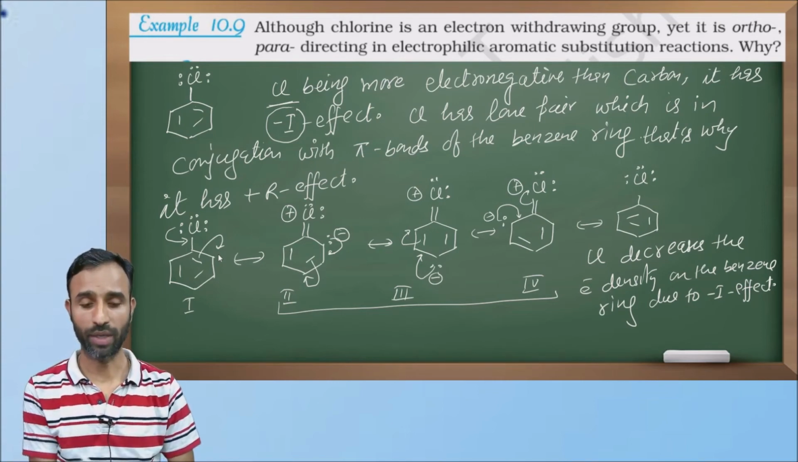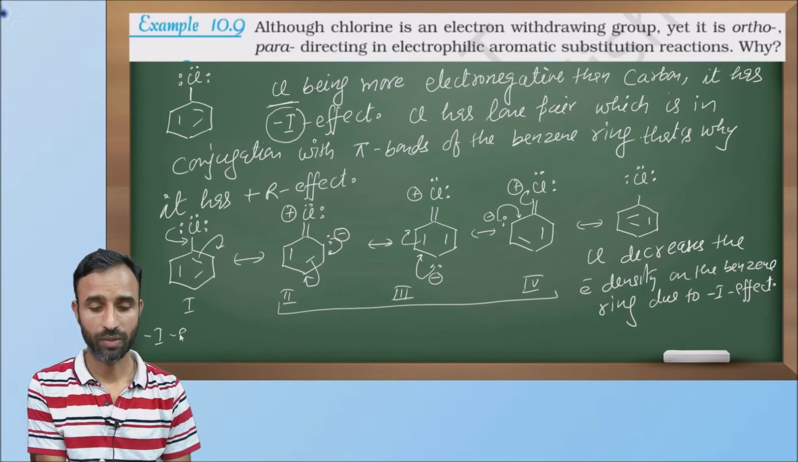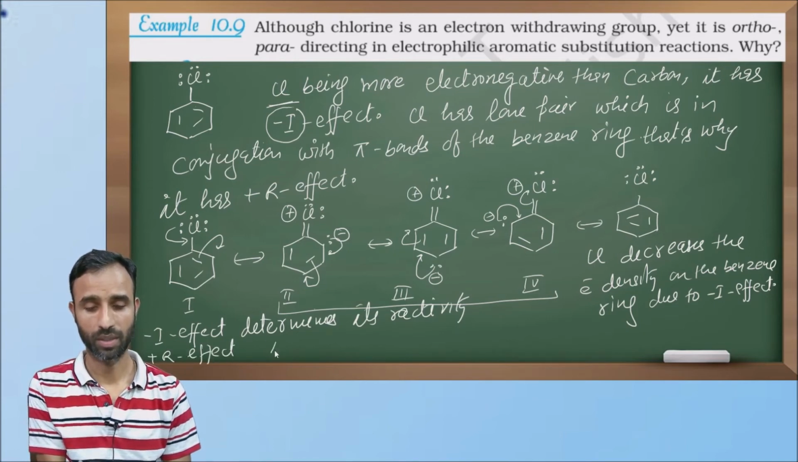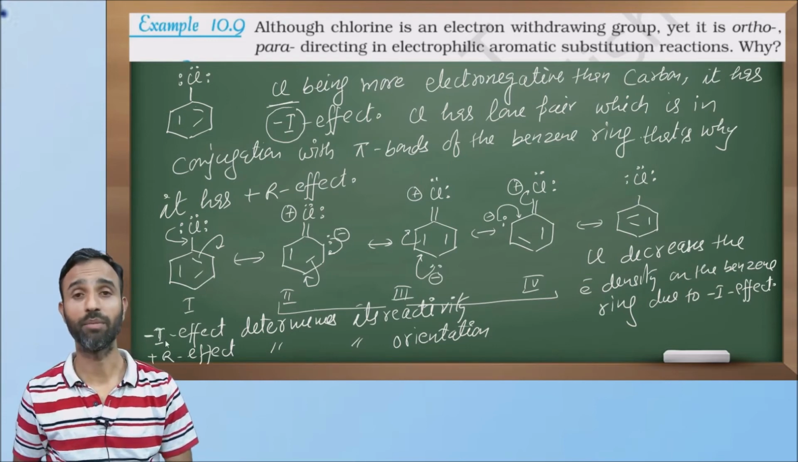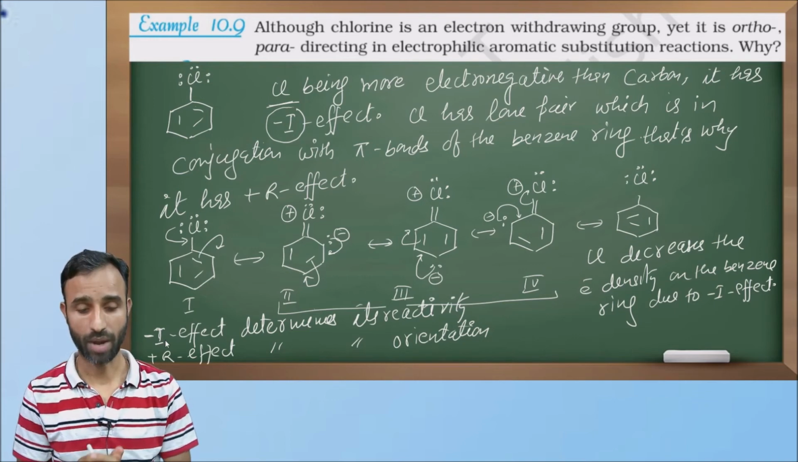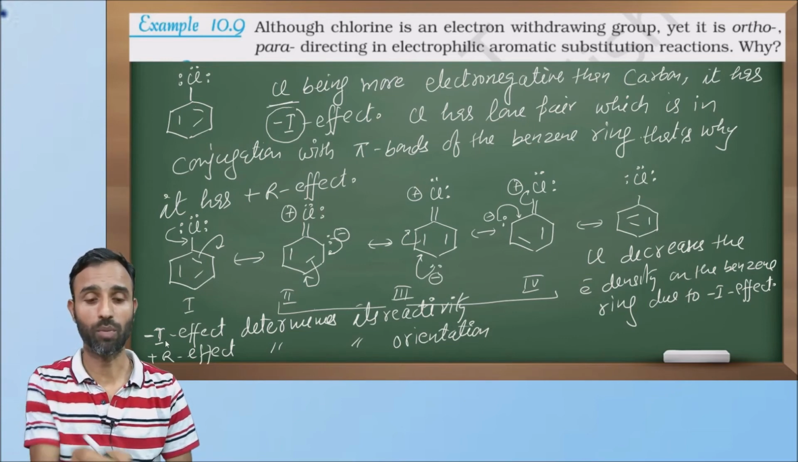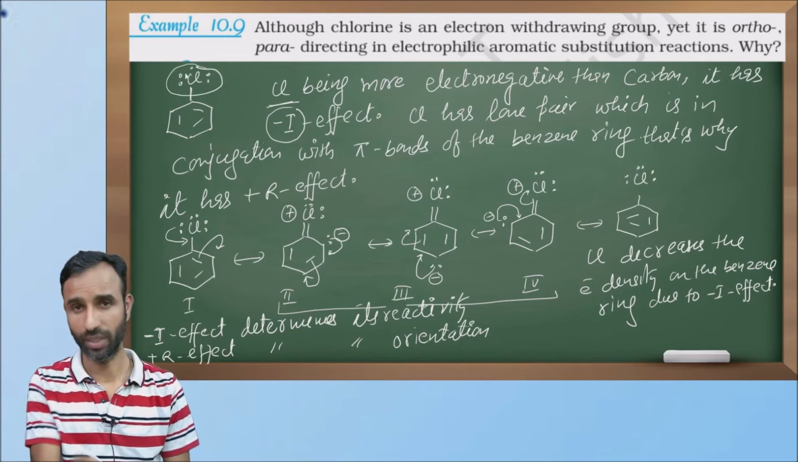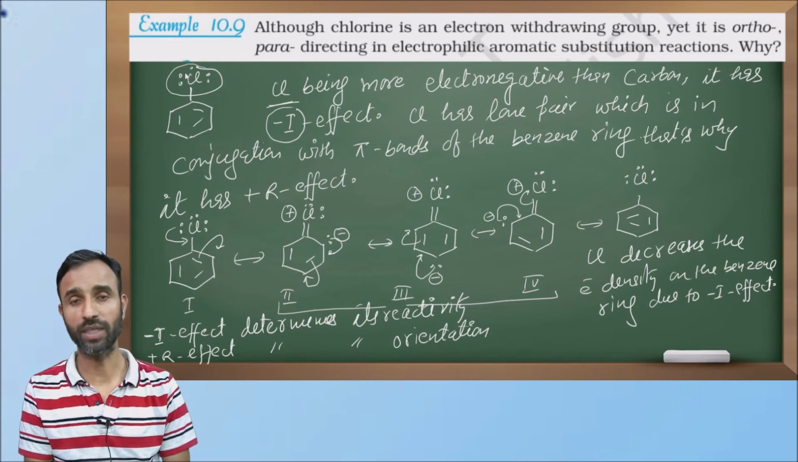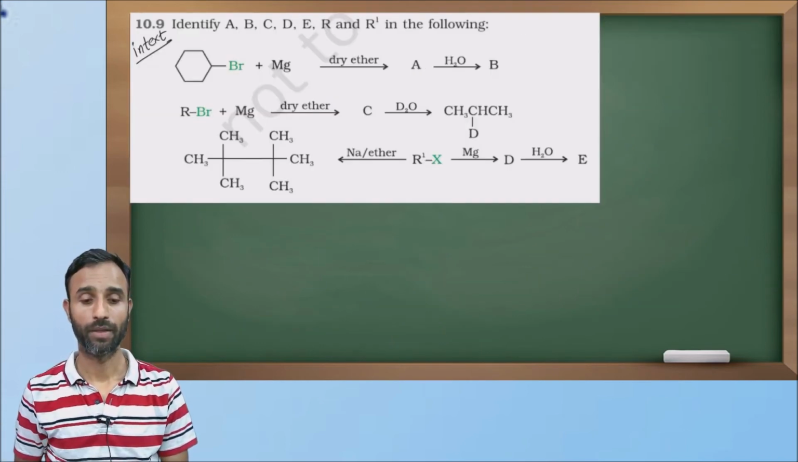So keep in mind, minus I effect determines its reactivity and plus R effect determines its orientation. Okay, minus I effect determines the reactivity and plus R effect determines the orientation for chlorine. Because of minus I effect it is electron withdrawing, and due to plus R effect it is ortho para directing.